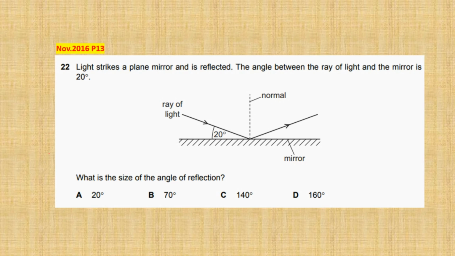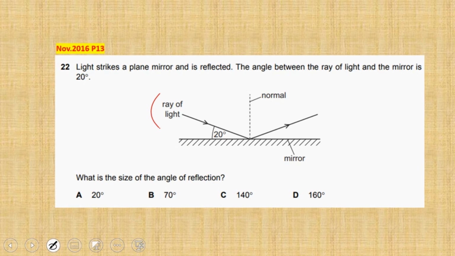This is November 2016, paper 13, question 22. Light strikes a plane mirror and is reflected. The angle between the ray of light and the mirror is 20 degrees. What is the size of the angle of reflection?